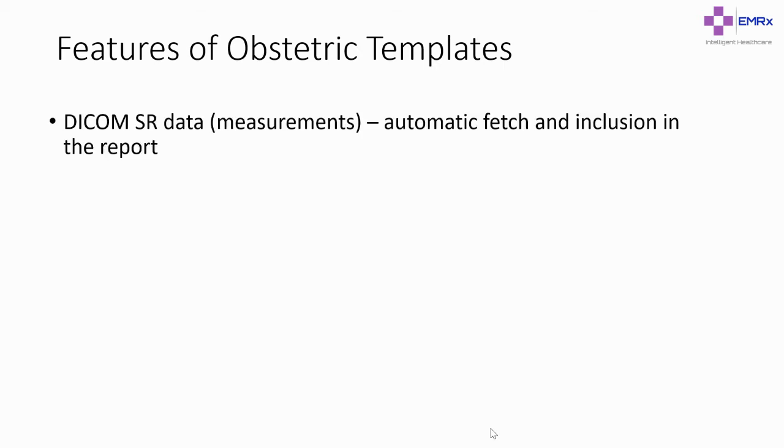To start with, we have DICOM SR data support. So DICOM SR data or structured reports from DICOM, these are the measurements that radiologists would make and note on the ultrasound machine when they're doing the obstetric scans. It could be fetal biometry or other such things. And any measurement that you make and save on the ultrasound machine is automatically fetched and included in the report, which means there is no need to dictate these measurements and then somebody to type in these measurements into the report. This whole process is automated.